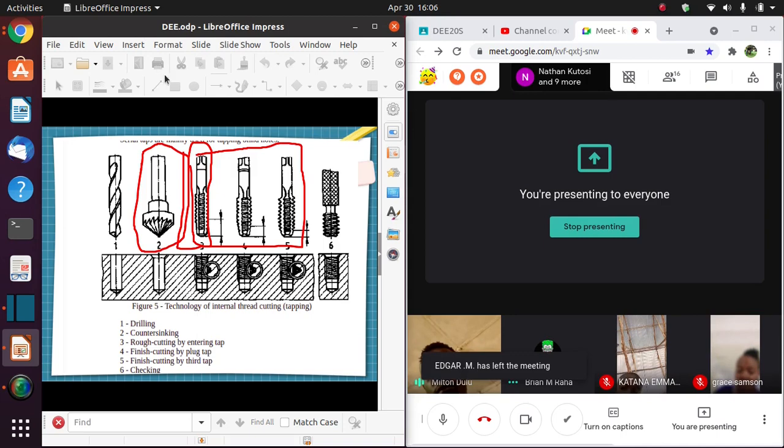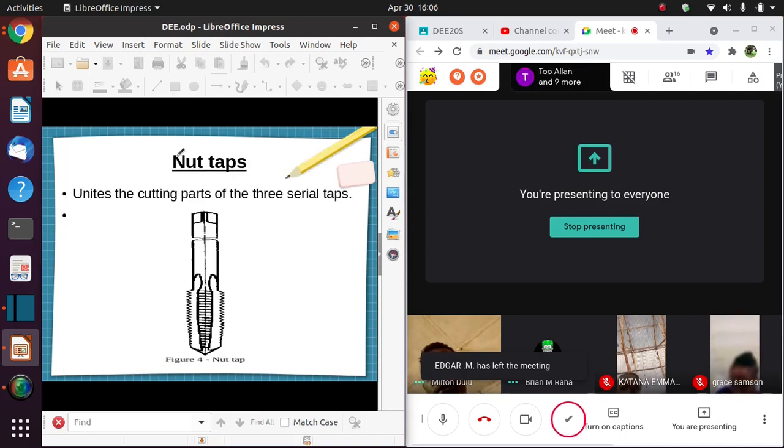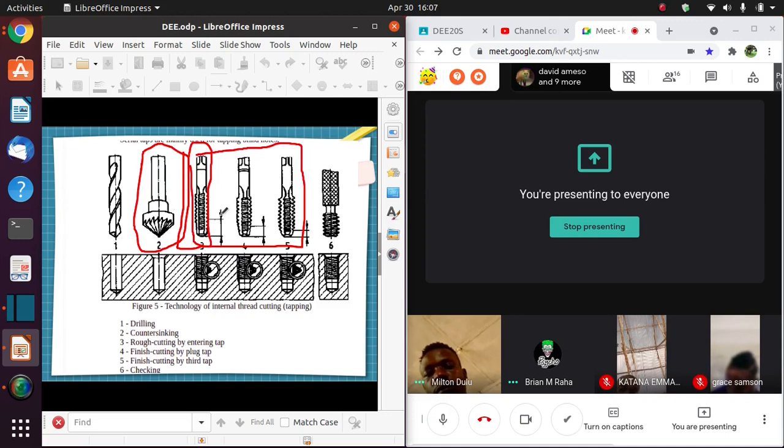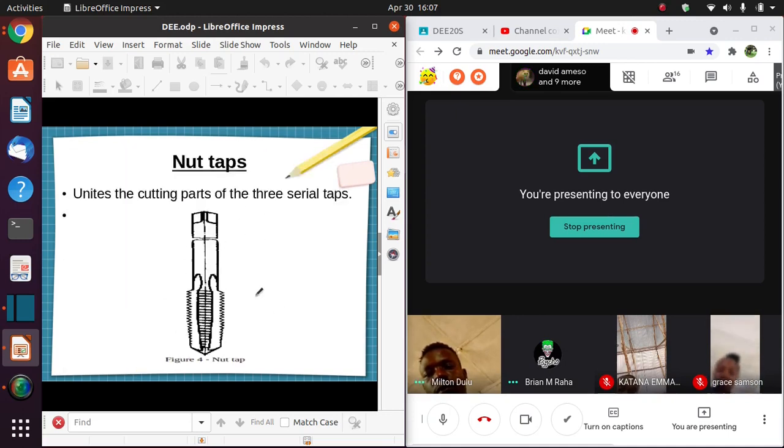Now there is a tap. Kuna tap ambayo inaitwa nut tap. Now this nut tap combines these three as one, inakuwa 3 in 1. It has the functionality of those 3 serial taps in one. So itaanza na ile kazi ya entering tap, inafanya ya kukata, ina ile ya plug tap ya kukata kidogo and then the finishing tap ya kufanya the finishing touches.